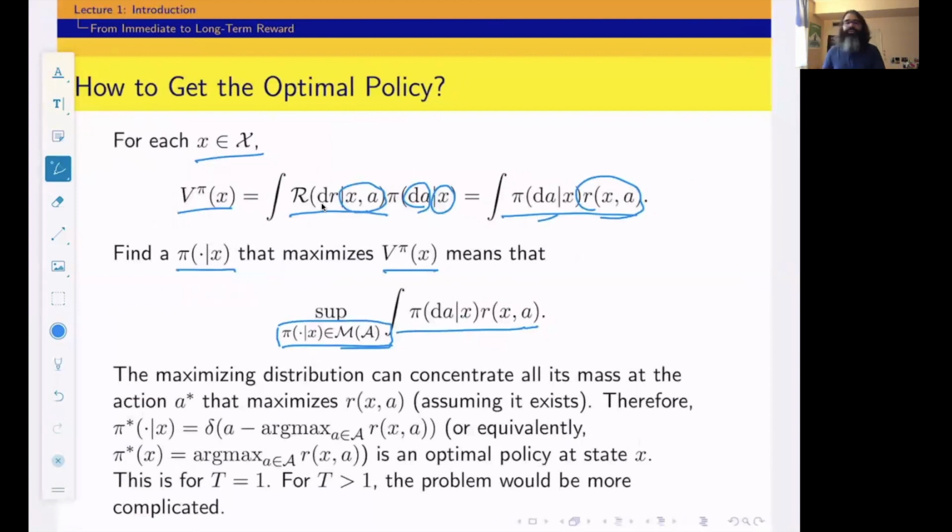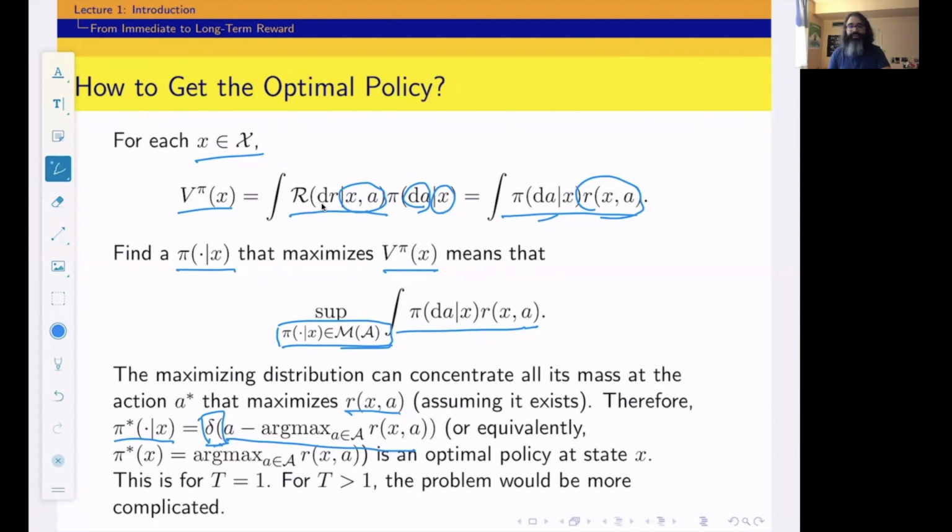Now you need to think about it a little bit, but the idea is that the maximizing distribution can concentrate all of its mass at the action that maximizes r of x and a, assuming it exists. Therefore, the optimal policy at that point is the distribution, in Dirac's delta notation, that puts all its mass at the argmax of r of x and a.